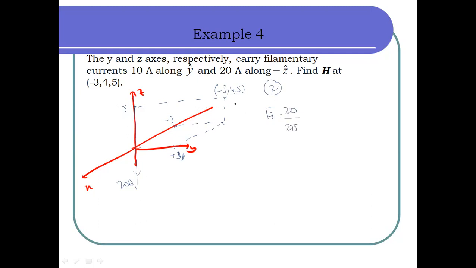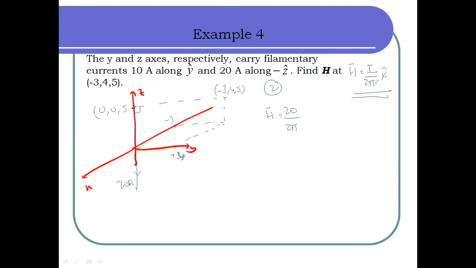R is the distance from the filament to this point, negative 3, 4, and 5. R is a radial distance. I'm using H equals I over 2 pi R in the direction of phi. So R is a radial distance, and based on this, we know the radial distance is given by the distance between negative 3, 4, and 5 and the point 0, 0, 5.